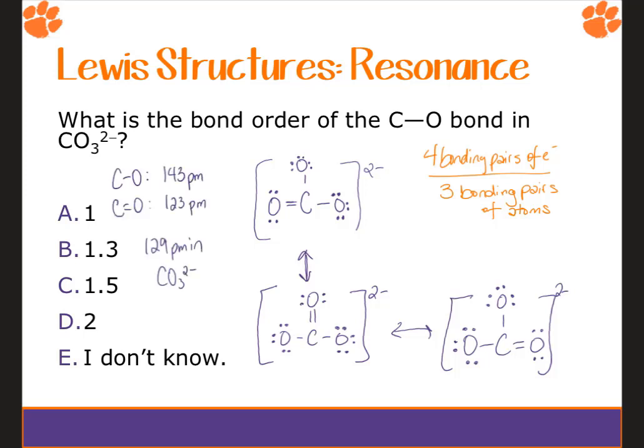So just for your own edification, this has been experimentally determined. The length of a carbon-oxygen single bond is 143 picometers. The length of a carbon-oxygen double bond is 123 picometers. And the length of a CO bond in the carbonate anion is about 129 picometers. So we see it's in between these two values, and each of these CO bonds in this structure all have the same exact bond length.